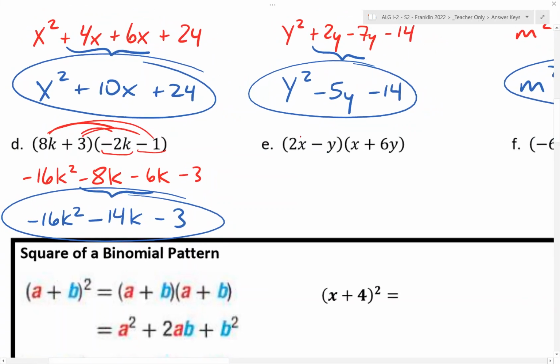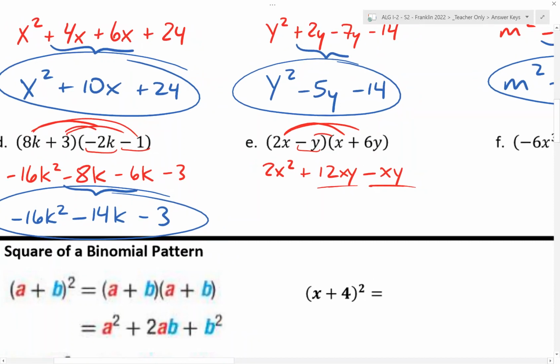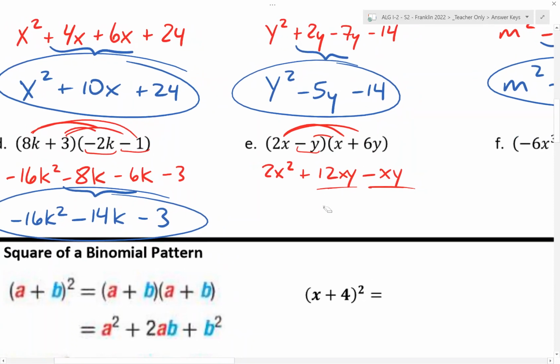Example E. 2x times x is 2x squared. 2x times 6y is plus 2 times 6 is 12, and then just xy, so 12xy. Negative y times x is negative xy. You can write yx or xy, but because we'll want to combine those like terms, if you always put them in alphabetical order, you won't miss that those are in fact like terms. If you had yx there, you might overlook that. So try to get in the habit of writing them in alphabetical order, and then they'll always match up.